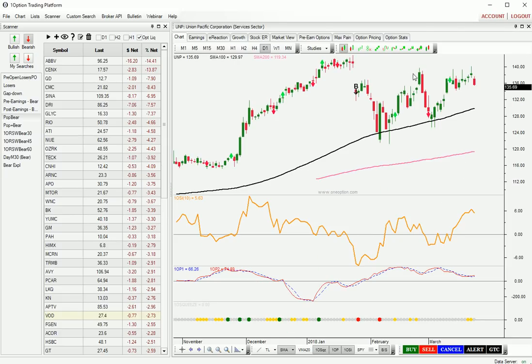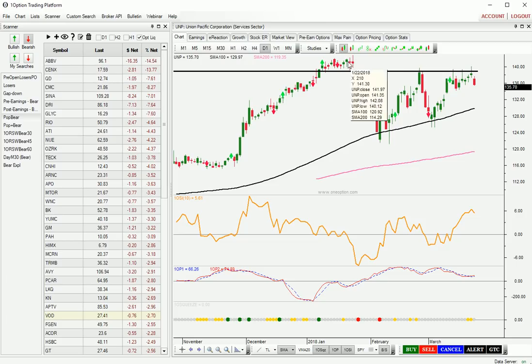UNP, horizontal resistance right here that it would have to get through. It's got good strength versus the market. It's been able to ride above that 100-day moving average. So yes, if I'm looking for a good trade to get bullish on, I would buy above that line with the idea that it's going to be able to get through that resistance if the market finds its footing and really starts to run.